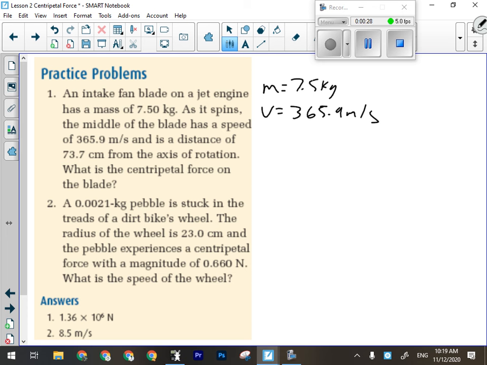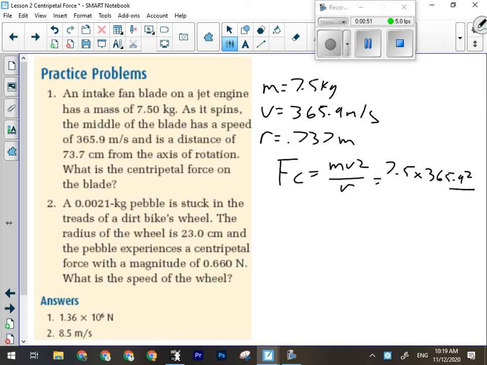And it is 73.7 centimeters from the axis of rotation. I need that to be in meters. We're looking for the centripetal force acting on the blade. So Fc equals mv squared over r. That'll be 7.5 times 365.9 squared divided by 0.737, and we should get 1.36 times 10 to the 6 newtons, right?